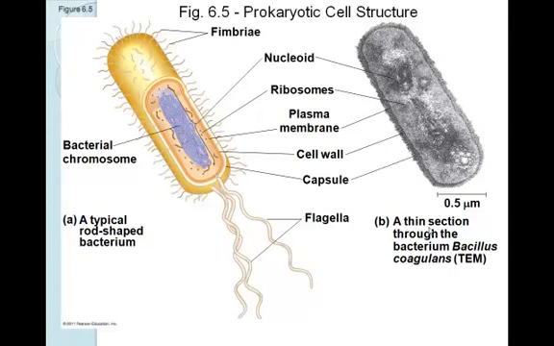This diagram shows a typical prokaryotic cell, and you can see that it's pretty simple. It has a cell membrane, a cell wall, and just a few internal structures, but no internal membranes. However, this is a very successful group of organisms, and they can be found pretty much anywhere on the planet, from polar ice caps to hydrothermal vents deep in the ocean, and in and on the human body.